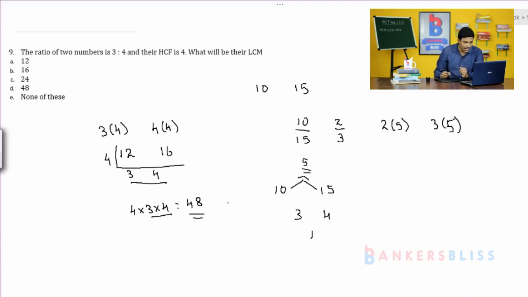So, 4 into 3, I directly did 3 into 4 or 4 into 3. 3 and 4 are co-primes because the HCF between 3 and 4 is 1.